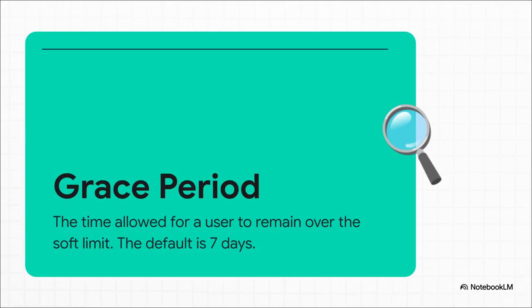So what connects the soft and the hard limits? That's the grace period. Think of it as a countdown timer. The second a user crosses their soft limit, that timer starts ticking. They have a set amount of time, by default it's usually 7 days, to get back under the limit. If they don't, that soft limit warning basically turns into a hard stop.